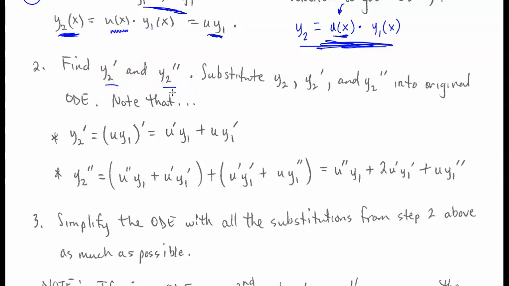We're doing this because if we're dealing with a second order linear ODE, then we have a term in it that has a second derivative of y, and a term that has a first derivative of y in it. What we want to do is substitute those first and second derivatives to be in terms of u and y1. For the first derivative and the second derivative of y sub 2, we just use the product rule. This is the result for the first derivative. This is the result for the second derivative.